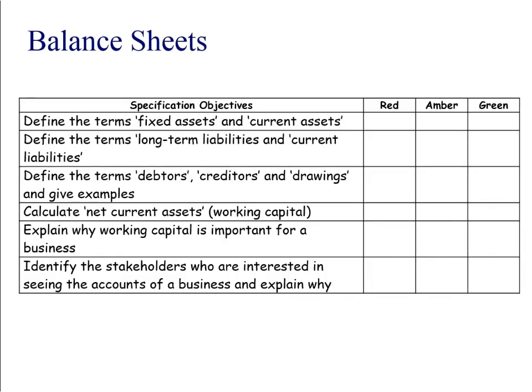Okay, so if I just do a brief overview, so fixed assets and current assets. Fixed assets are anything the business owns that won't be used up in the next year and that's used to generate products and help them produce products. And current assets are things that the business owns that are going to be used up in the next year. And current liabilities are debts of the business that they owe to other businesses, such as banks or to their creditors.